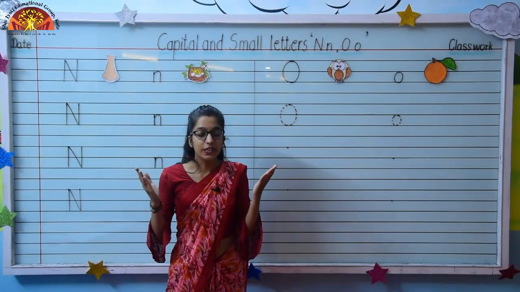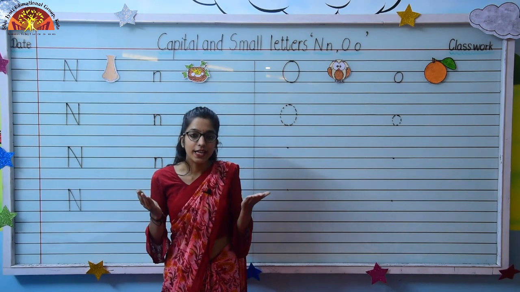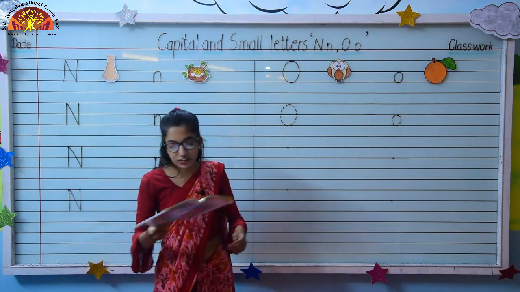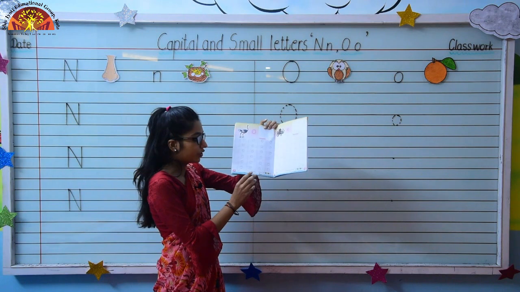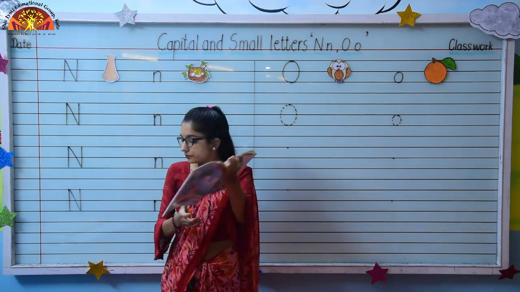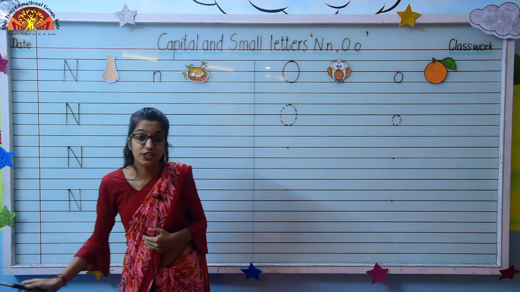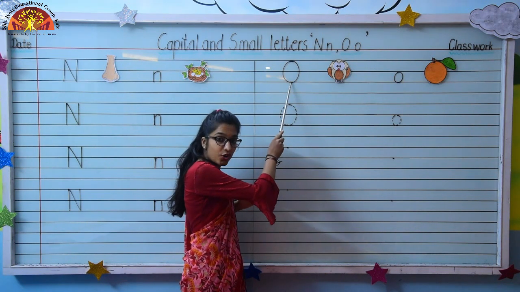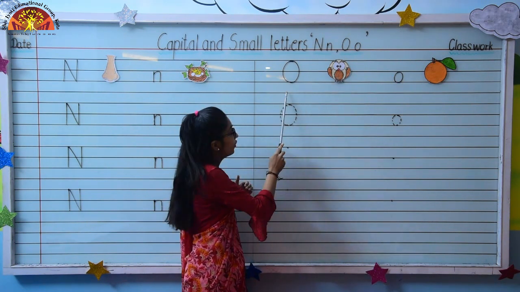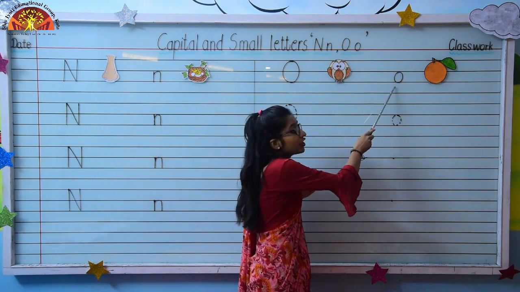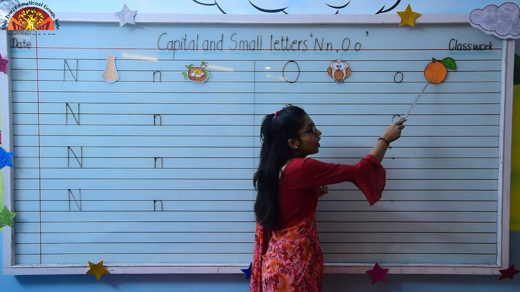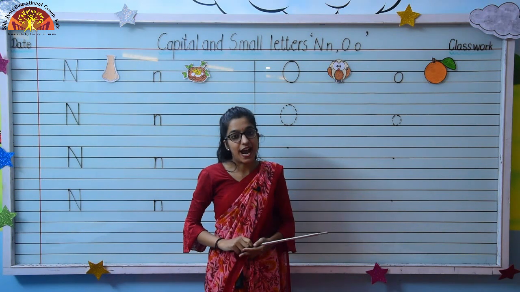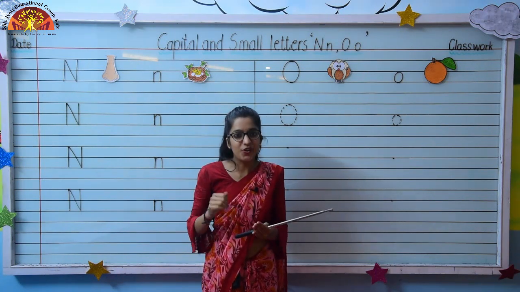Now we will learn to trace and write capital and small letter O. Come to page number 46. Mention the date and class work here also. Let's see some pictures related to capital and small letter O. This one is capital letter O. O for owl. This is small letter O. O for orange. Now we will write this letter on the small board.